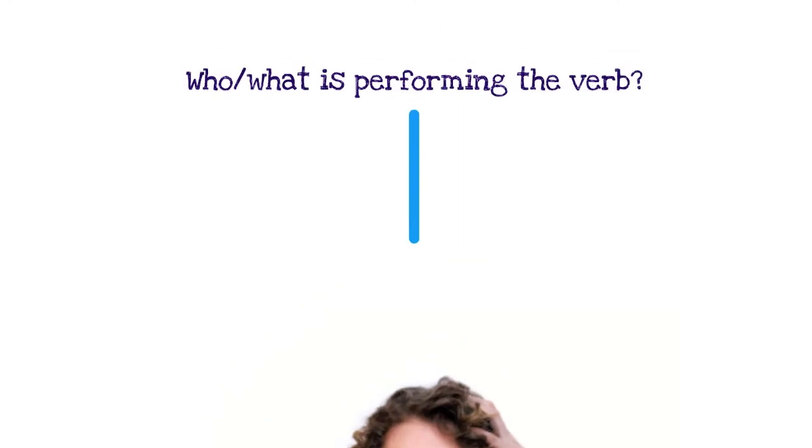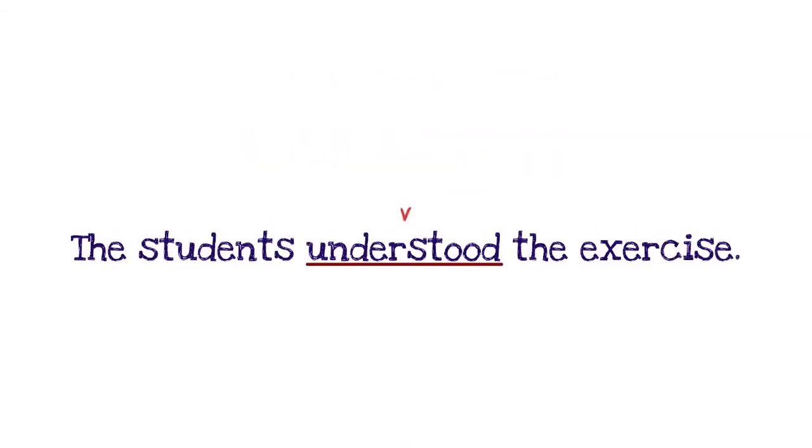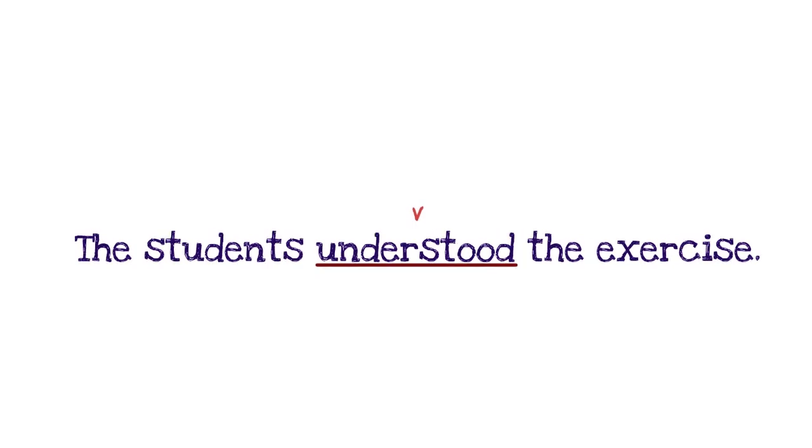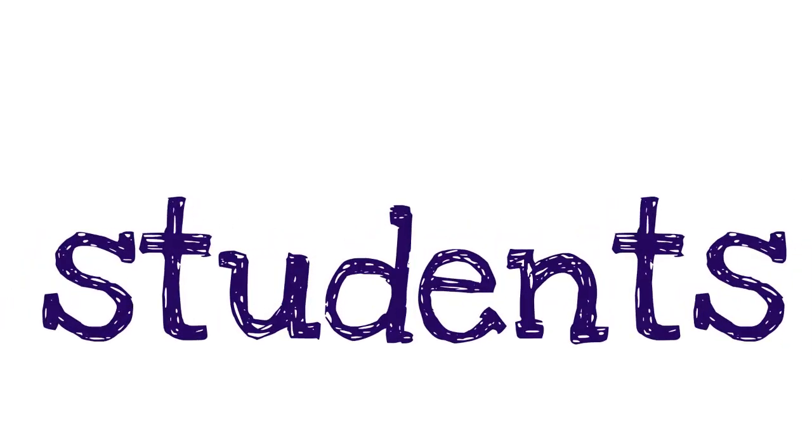Now, some of you might feel like some of these exceptions are very confusing. Therefore, when trying to find the subject, always remember to ask yourself, who or what is performing the verb? In this last example, the verb is understood. Therefore, if you ask yourself who or what is performing the verb, or who or what understood the exercise, your answer should be students. Good luck!